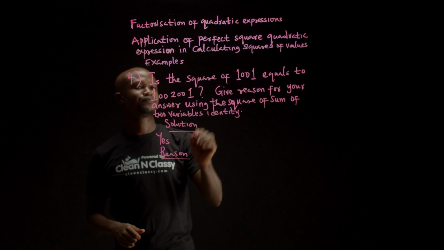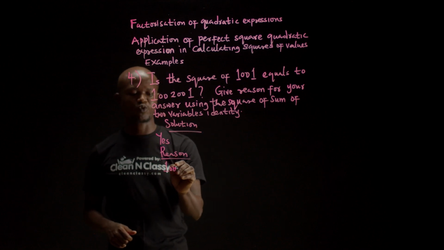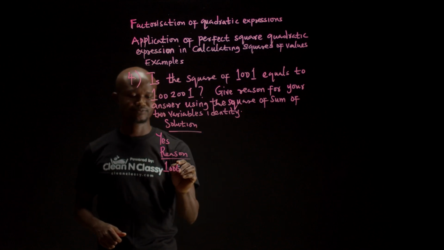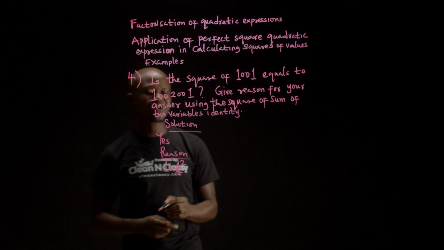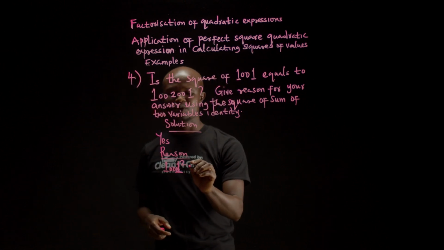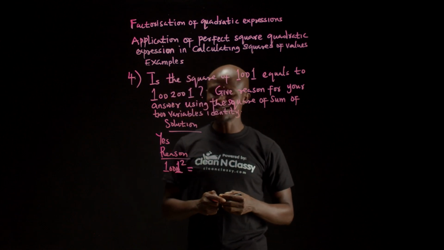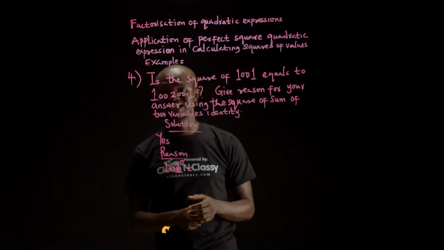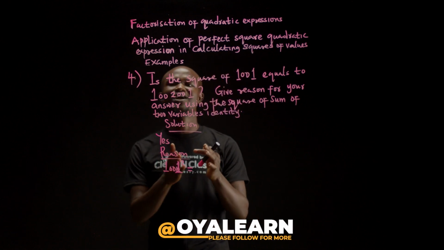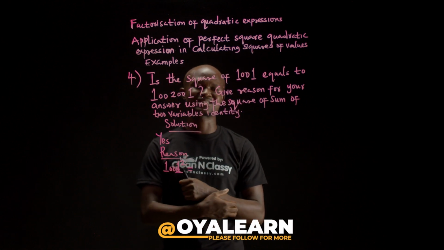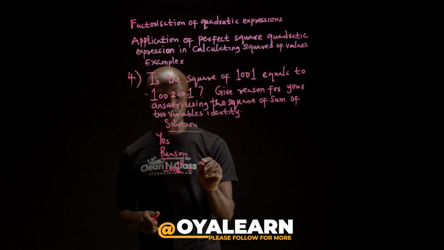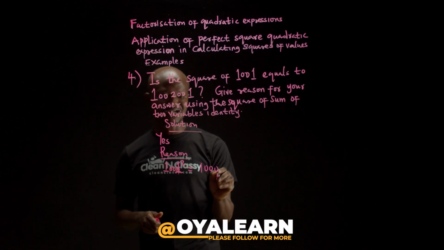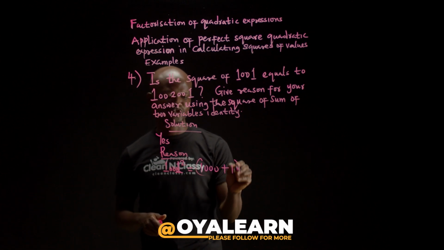Now we have the square of 1001. Then we can write this because 1001 is a value that is greater than 1000. Hence, we can write 1001 as a function of 1000. So it means that 1001 squared will be (1000 plus 1) square.